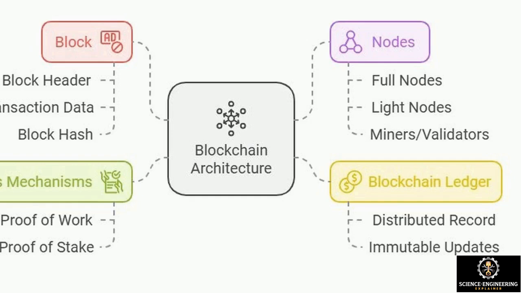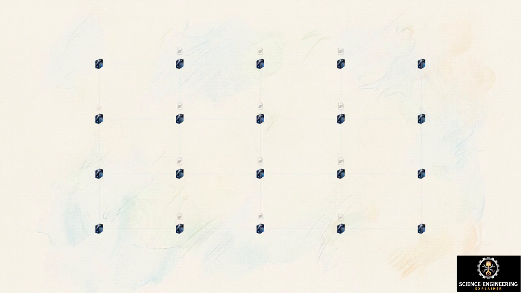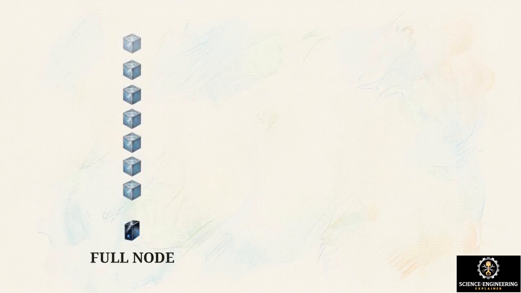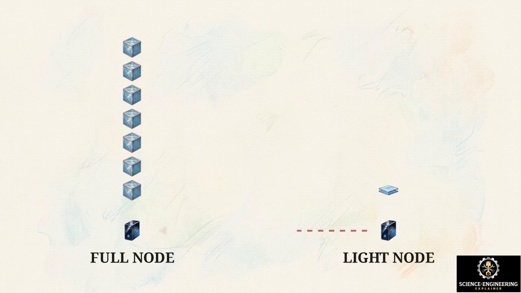Moving to the right side of the architecture, we can examine how these secured records are distributed across the network. The ledger is maintained by a peer-to-peer network of independent computers, known as nodes. Every time a new block is verified, the updated ledger synchronizes identically and simultaneously across all participating nodes. Not all nodes carry the same workload. Full nodes download and store the entire historical ledger, while light nodes store only the header data and rely on the full nodes for transaction verification.